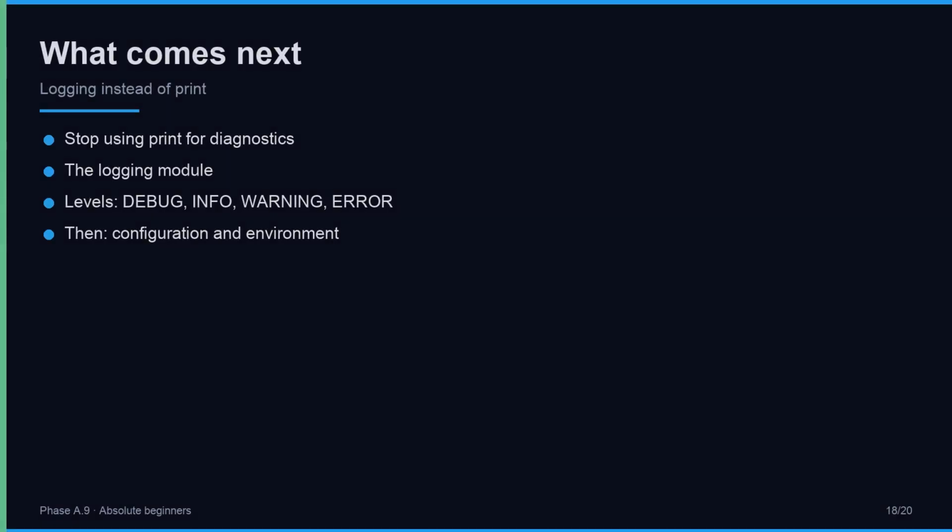Packages in one breath. Next lesson we replace print with the logging module. Print is fine for quick checks, but real programs use logging because it has levels: debug, info, warning, error, critical. You can turn levels on and off without touching the code. You can write logs to a file. After logging we look at configuration, how to keep secrets and settings out of your source code using environment variables and .env files. Logging comes next.